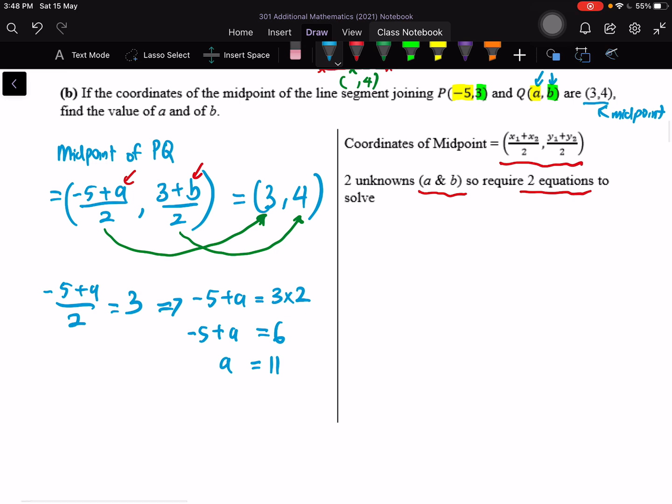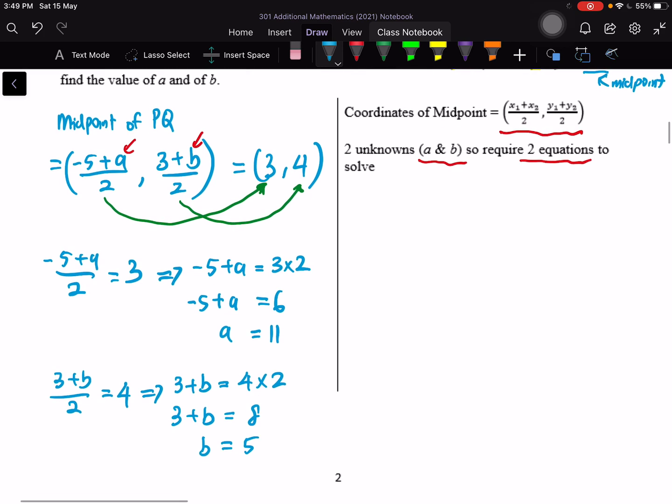On the other hand, the second equation, 3 plus B over 2, is the y coordinate. So the y coordinate must be equal to the y coordinate of the midpoint, which is 4. Similarly, you can cross multiply: 3 plus B equals 4 times 2. So 3 plus B equals 8, and B equals 8 minus 3, which equals 5. So you solve for A and B.